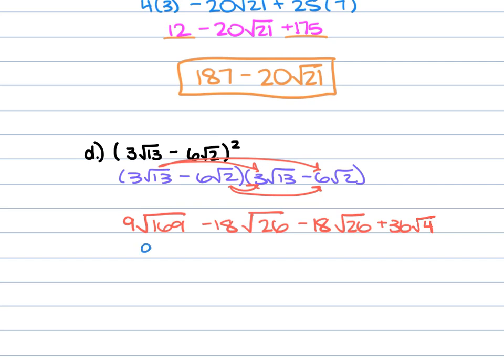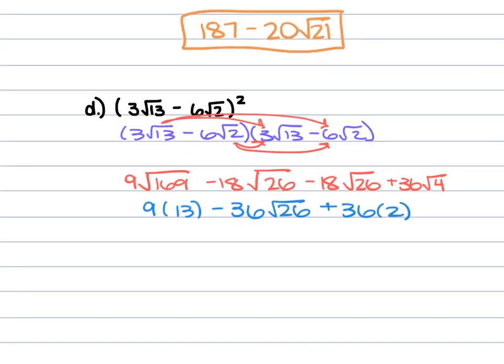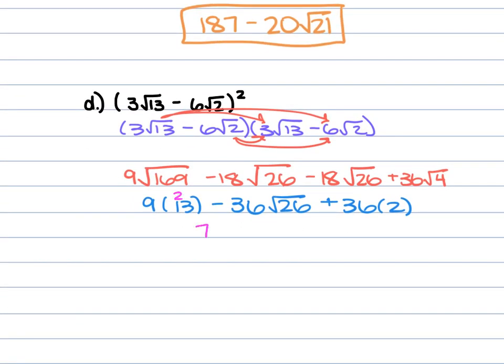I'm going to simplify from here. We're going to have 9 times 13 minus 36 square root 26 plus 36 times 2. The 9 times 13, 9 times 3 is 27, 9 times 1 plus 2 is 11, so that's 117 minus 36 square root 26, plus 36 times 2, which is 72. I combine my like terms with that 117 and the 72 to give me 189 minus 36 square root 26.